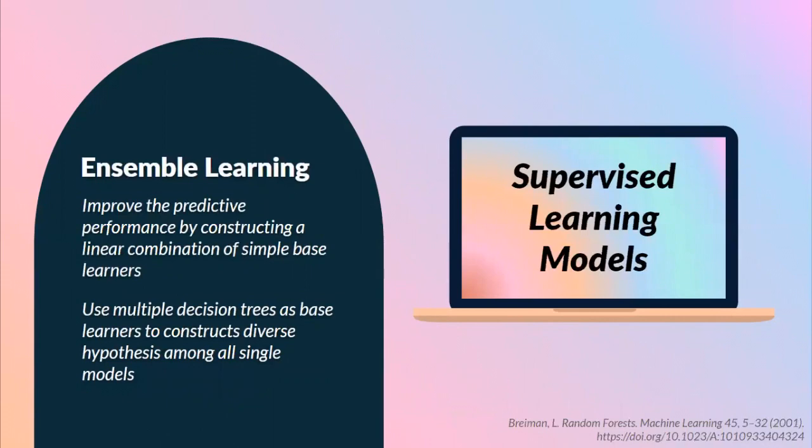Next is ensemble learning, which aims to improve predictive performance by constructing a linear combination of simple base learners. The simple base learners commonly used in ensemble learning are decision trees, which construct a diverse hypothesis among all single models. For example, a few decision trees are constructed, and based on all the decision trees, there are a few different hypotheses for us to predict the output.